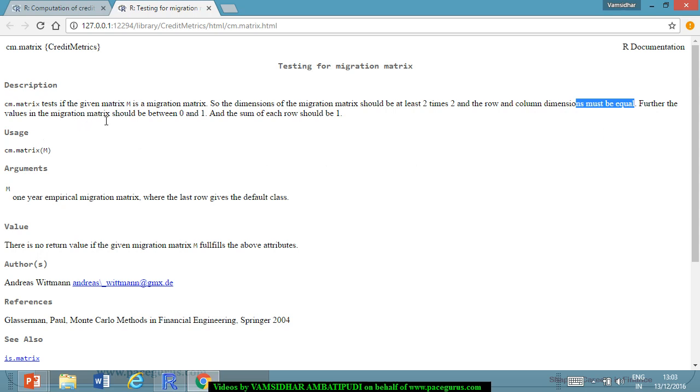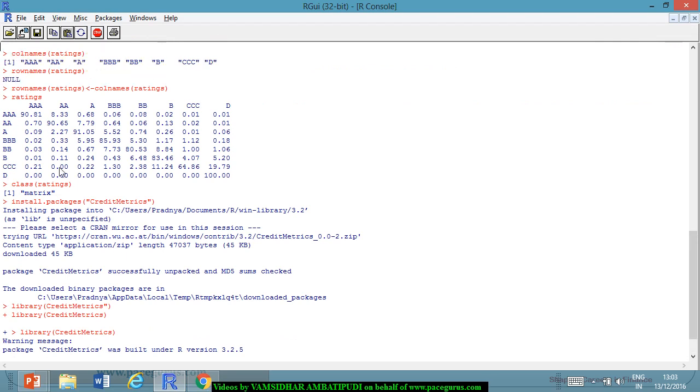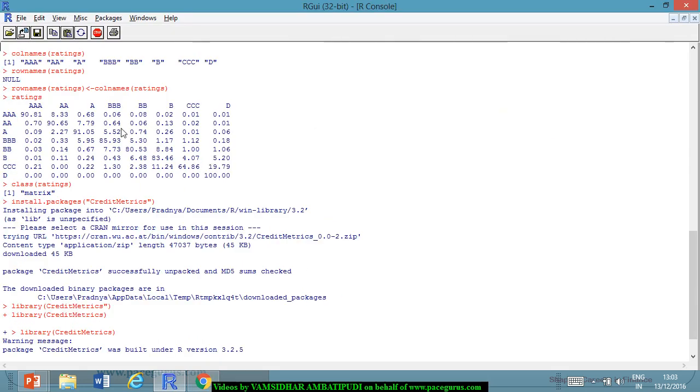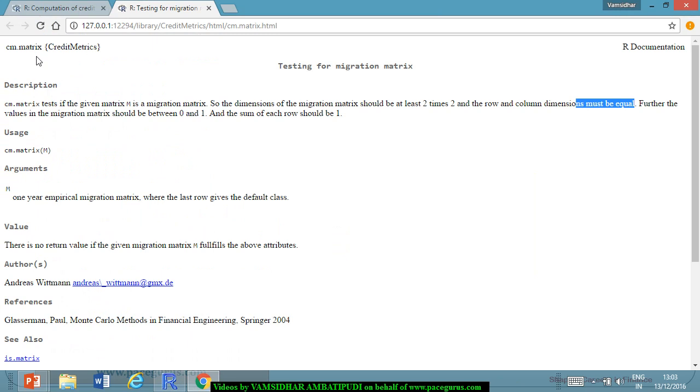The values in the migration matrix should be between 0 and 1. Oh, that is not the case. They are all much higher because they are in terms of percentage. So it's better that I divide it by 100, right? The values should be between 0 and 1 and the sum of each row should be 1. If I sum up, I think it will come out to 100 instead of 1. But anyhow, let's check if this is working for us.